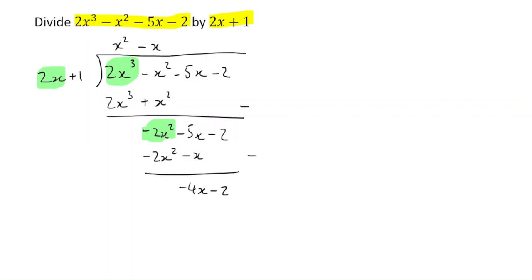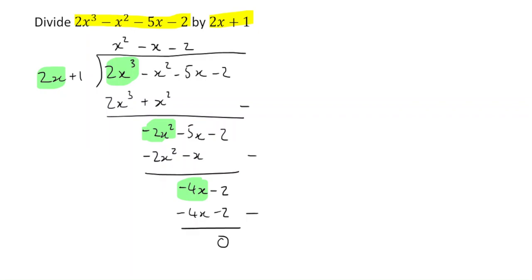And now negative 4x becomes our leading term. So we do minus 4x divided by 2x. And that gives us minus 2. Take that negative 2, we multiply it through by 2x plus 1. So we get minus 4x minus 2. We subtract off, we get 0.